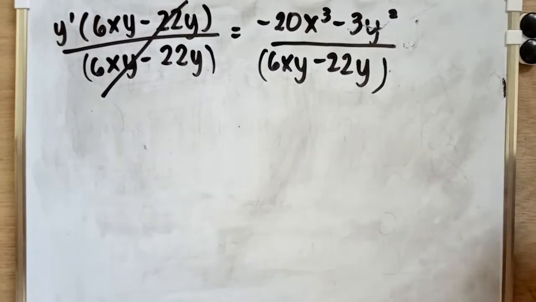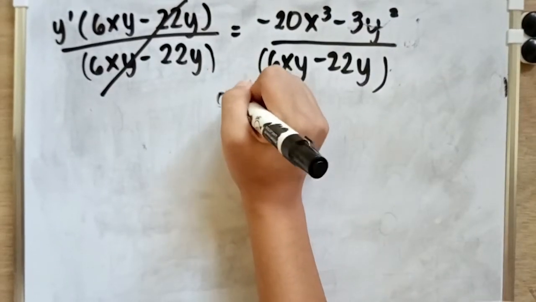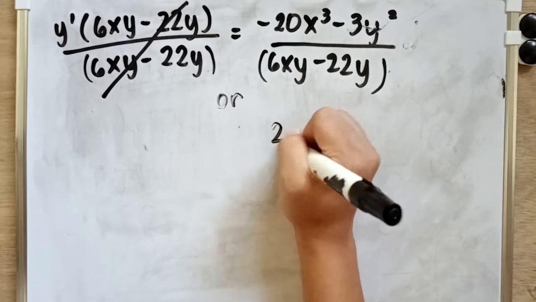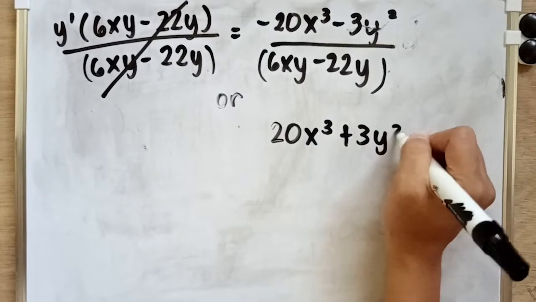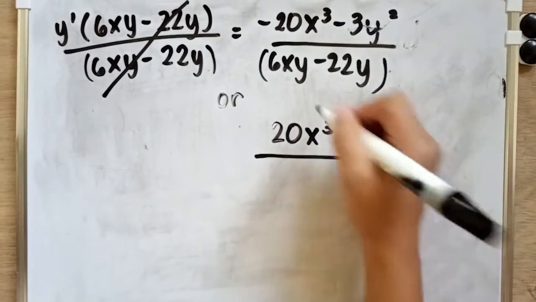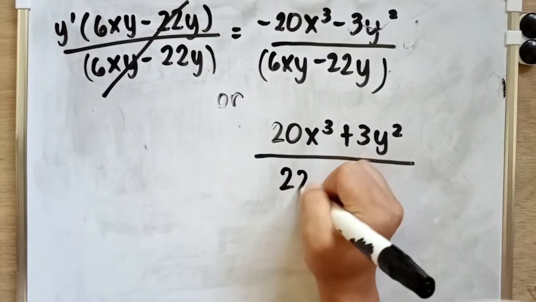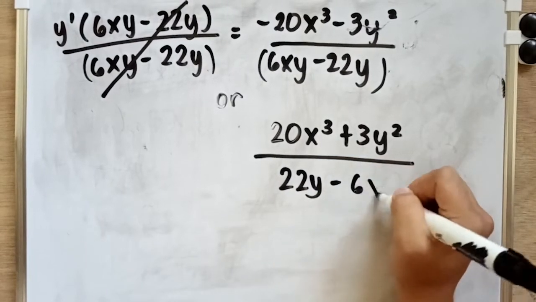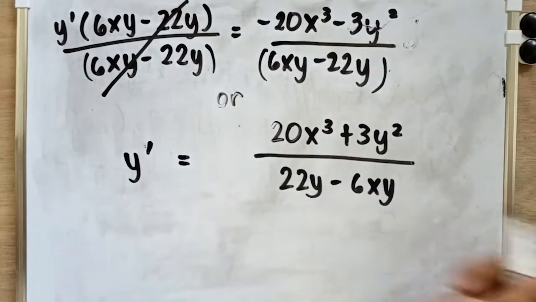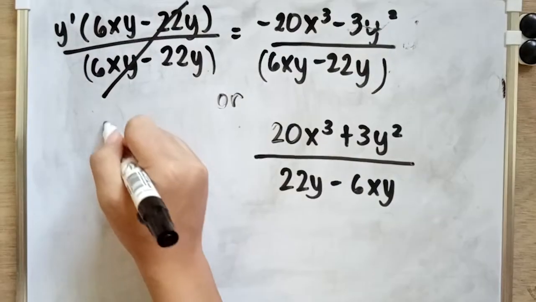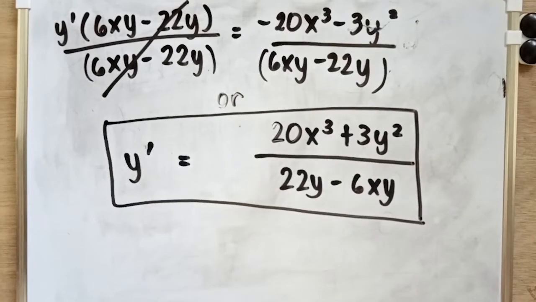Pwede nating i-factor out ang negative 1, both numerator and denominator. Magiging 20x cubed plus 3y squared. Then the denominator is, pwede nating iuna ang 22y minus 6xy. So this is now the value of y prime. Pwede nyo ding i-apply ang checking of answer using explicit differentiation na ginawa natin sa example number 1.